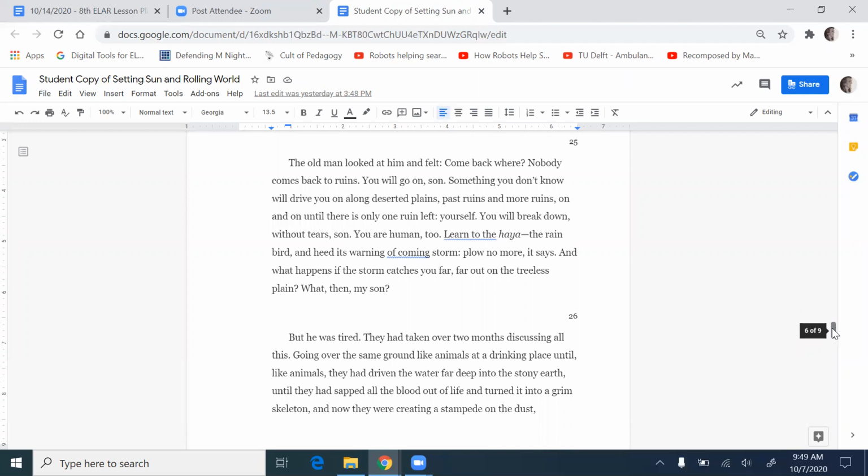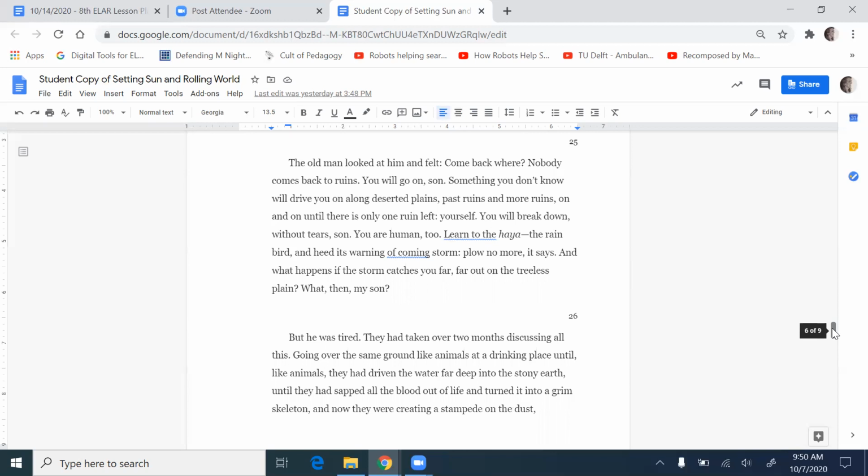The old man looked at him and felt, come back where? Nobody comes back to ruins. You will go on, son. Something you don't know will drive you on along deserted plains, past ruins and more ruins, on and on until there is only ruin left, yourself. You will break down without tears, son. You are human too. Learn from the Haya, the rainbird, and heed its warning of coming storm. Plow no more, it says. And what happens if the storm catches you far, far out on the treeless plain? What then, my son?